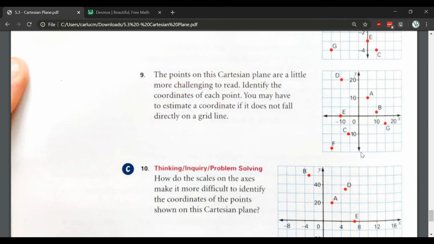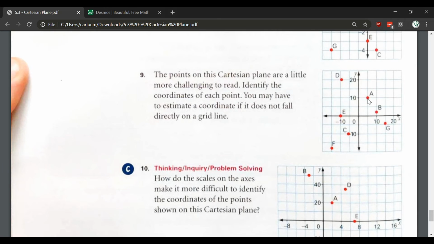You could have a really big graph, and so we can change the scale. In this case, we've changed the scale, and every block is 5. So we're going up by 5s here. If we take a look at a point like A, it's right on the grid lines, so we can tell you that it's at 5, 10. So the ordered pair is 5, 10.